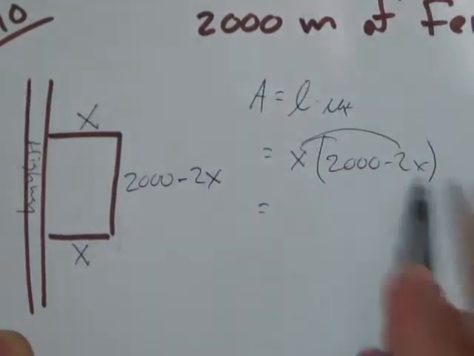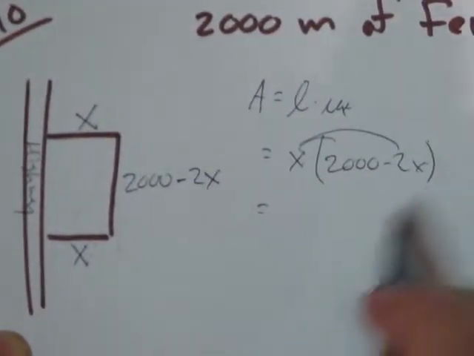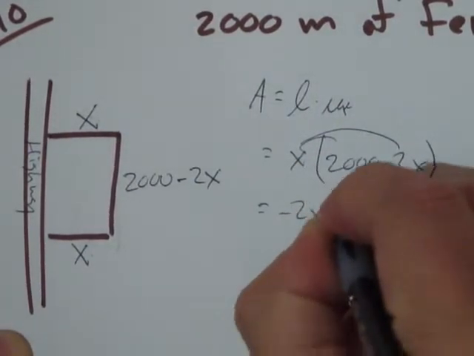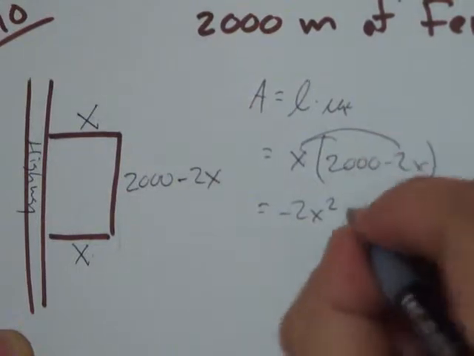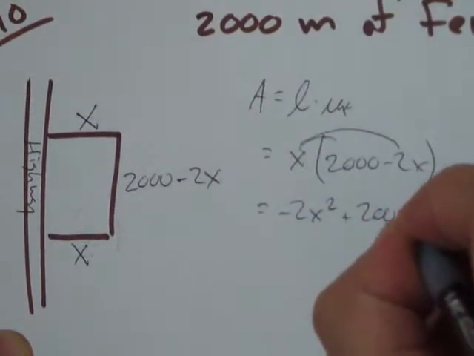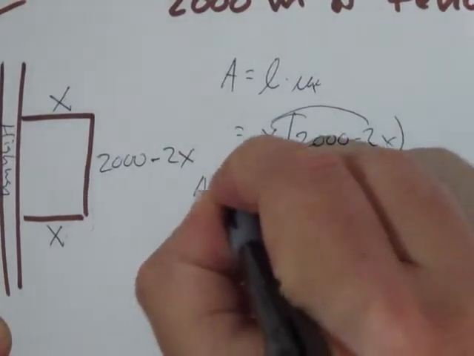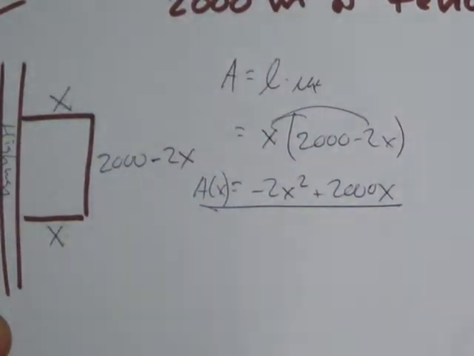So we can do like this. And I'm going to change the order around, so I put the squared piece first. Okay? So I'm going to do x times negative 2x, and it's negative 2x squared. And x times 2,000 is a plus 2,000x. So I'm going to call this the area function. So we're going to call it A of x, and that's our area function.